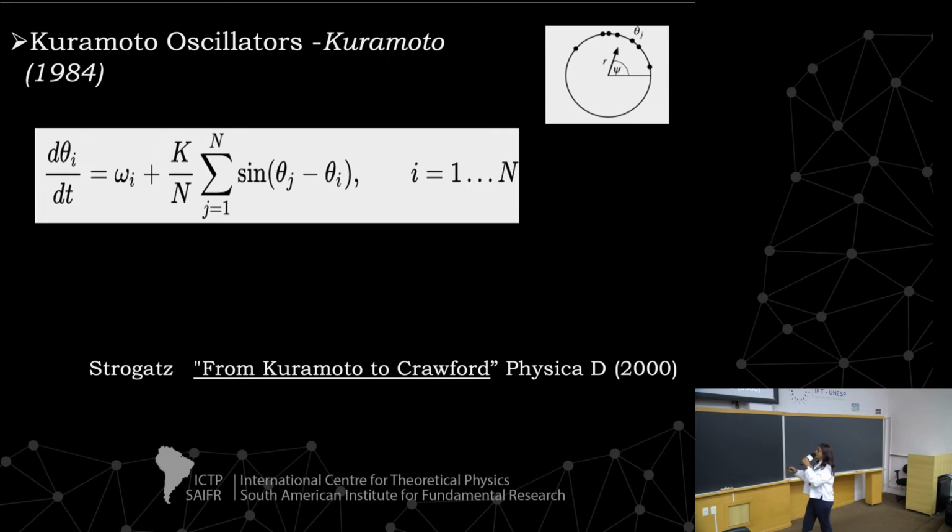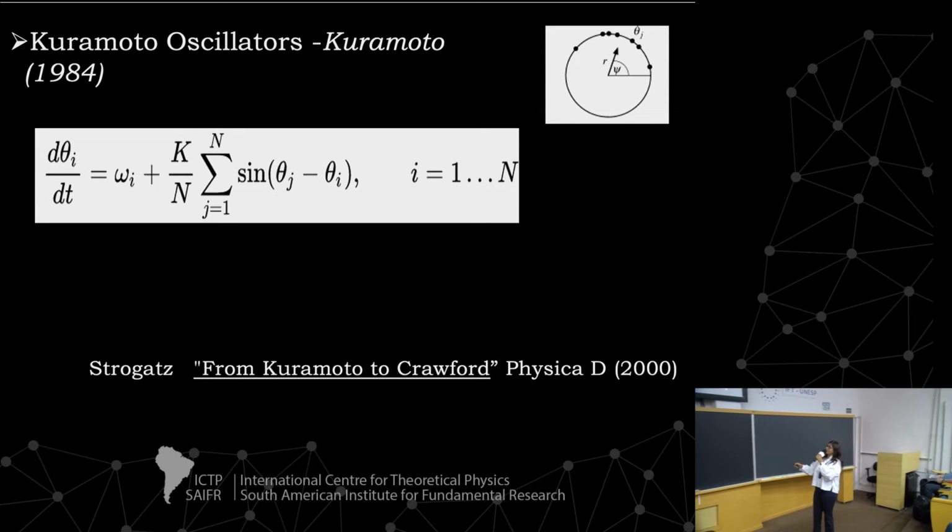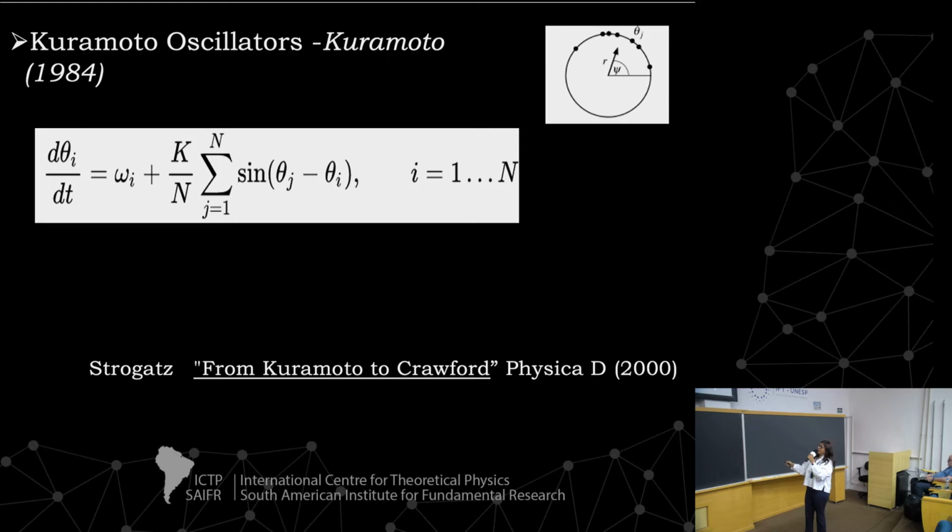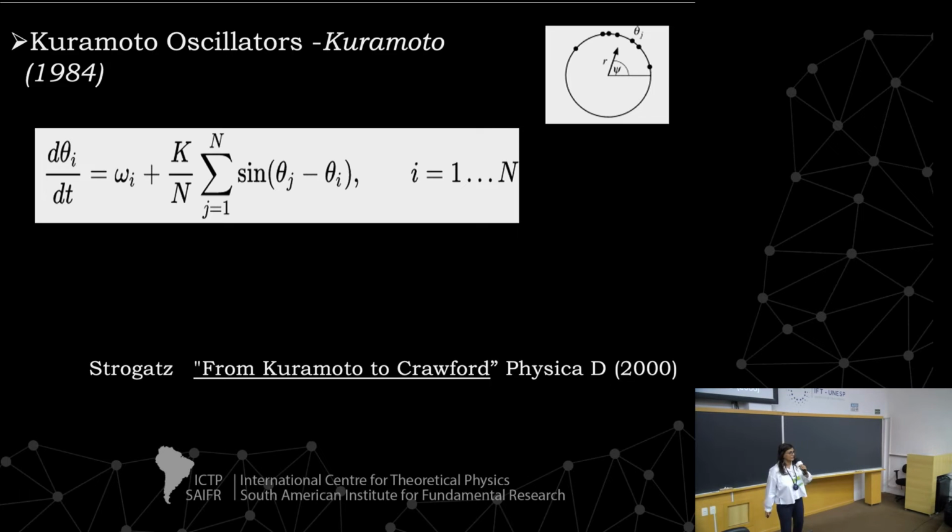But then you introduce this kind of interaction. So now this is a pairwise interaction, sine(theta_j minus theta_i). So the ith node is interacting with all the jth nodes because it's globally coupled. j is running from 1 to N. K is the coupling constant, and N is some kind of normalization. Okay, here this normalization is the number of oscillators.